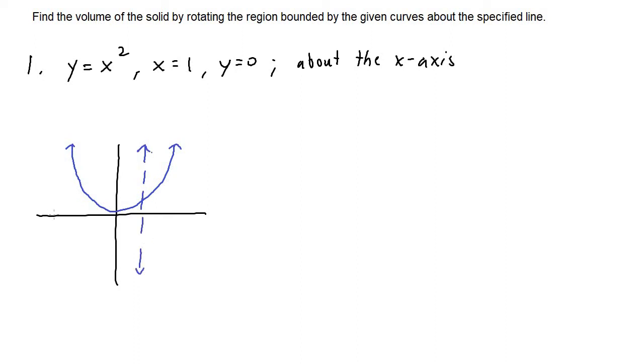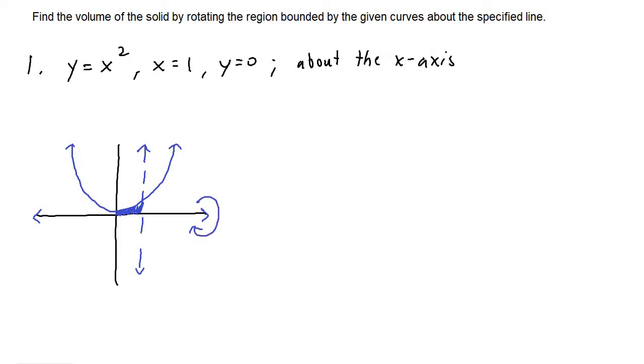And then we have y equals 0, which is basically the x-axis. So that's going to be y equals 0. Now the area or the region being bounded by those curves is exactly right here. And we want to rotate that region about the x-axis. So rotate it about the x-axis.